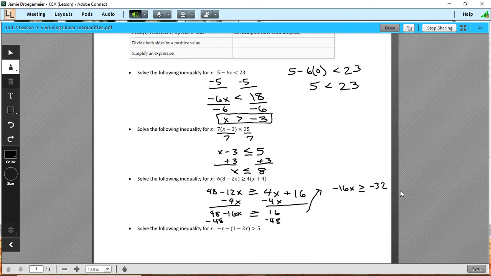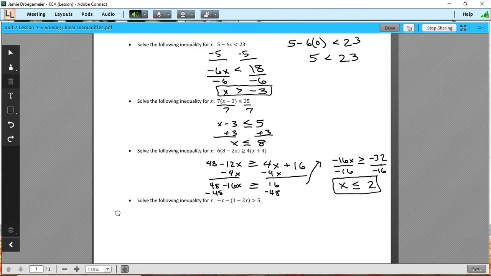All right, and then my last step, we're multiplying the negative 16 times x, so to undo that, I'm going to divide by negative 16. And we said already dividing by a negative when we're solving these is going to flip or change the direction of that inequality symbol. So this becomes x is less than or equal to, and negative 32 divided by negative 16 is a positive 2. So our solution is that x would be less than or equal to 2. And again, I could choose a number that's less than or equal to 2, plug it into that inequality, and see if it makes it true.